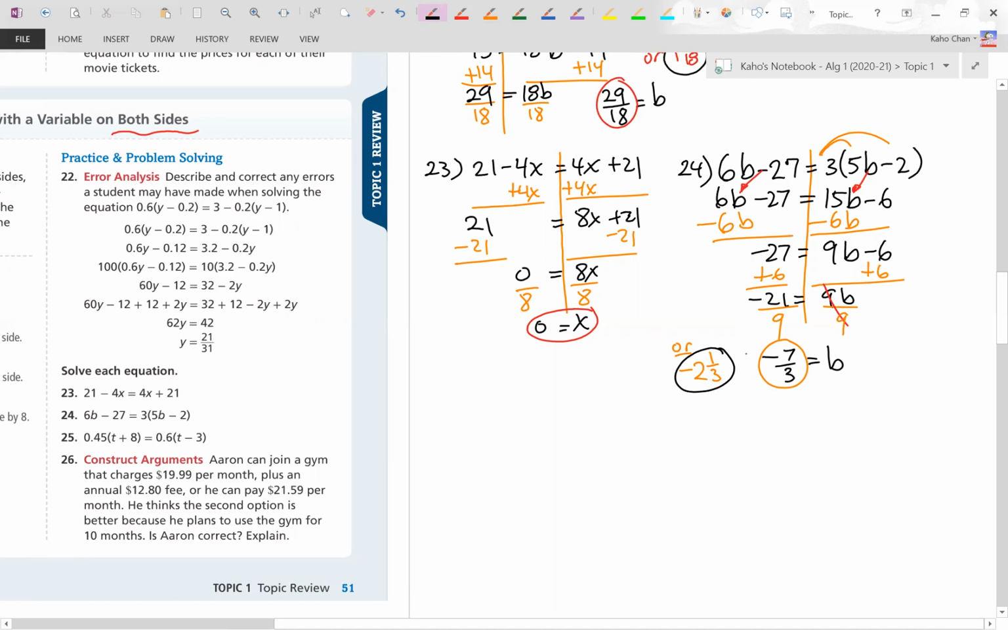All right. I'm going to skip number 25 and number 26. Any questions on 1-3? Let's move on to 1-4.